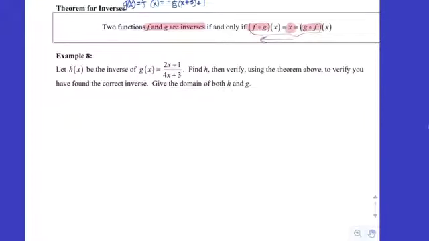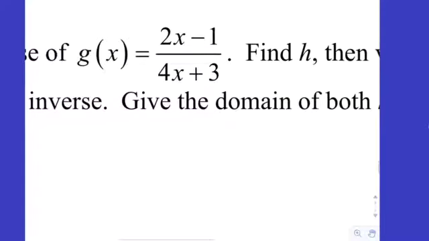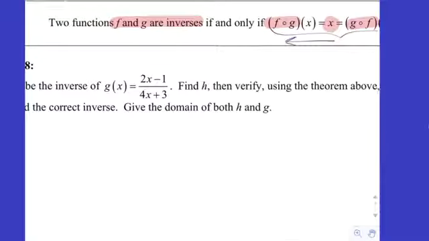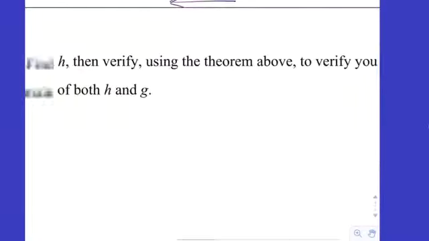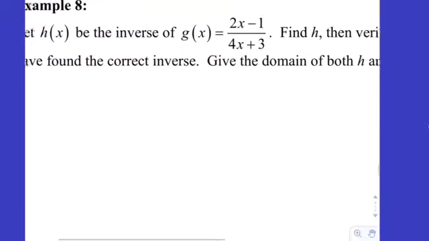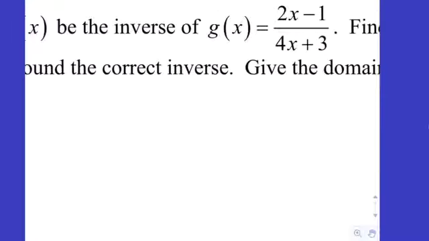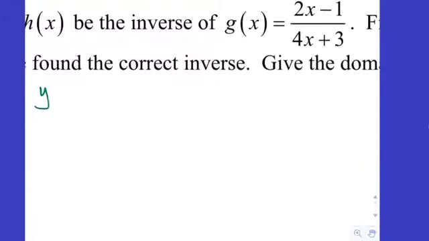So let's end with example 8. Let h be the inverse of g of x. What's the parent function for g of x? 1 over x. Very good. You would have to do long division if you wanted to put it in standard transformation form. We're not trying to graph this one, though. We're just trying to find the inverse function and then verify that it's the inverse by doing the composition. All right, so step 1, find the inverse. We're going to call g y, and we get 2x minus 1 over 4x plus 3.